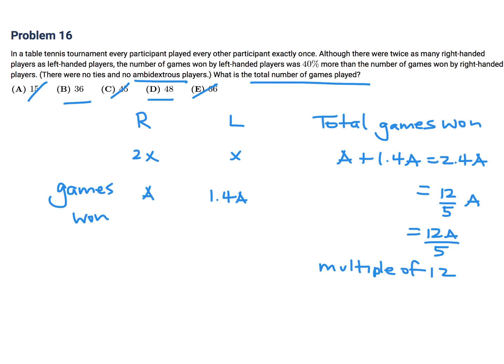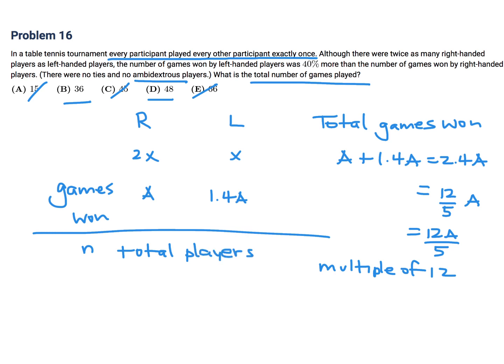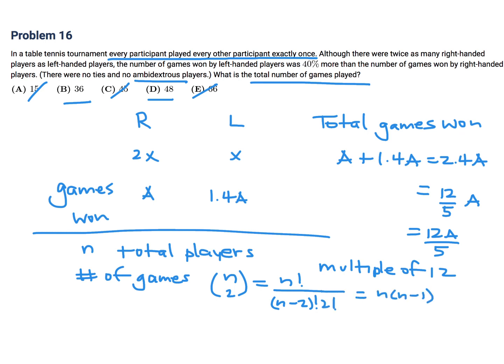Now where do I go from here? Well, one thing's for sure, that if every participant played every other participant exactly once, if there's, say, n total players, the number of games would be n choose 2, right? Because every participant played every other participant. And therefore this is n factorial over n minus 2 factorial times 2 factorial, and that simplifies to just n times n minus 1 over 2. So that would basically represent the total number of games.